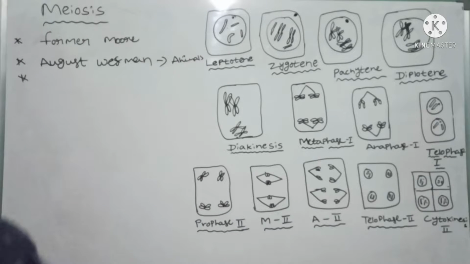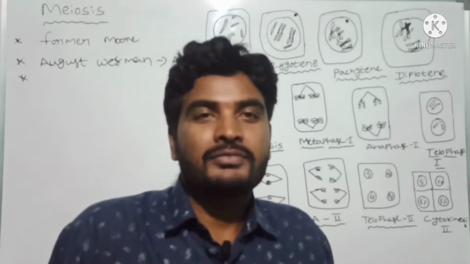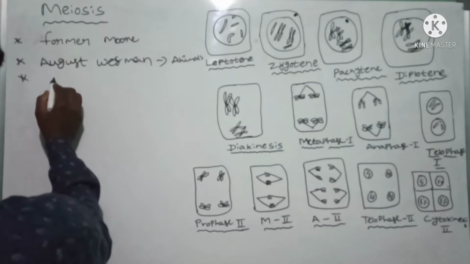Now, what about plants? In plants, meiosis was discovered by Strasburger.